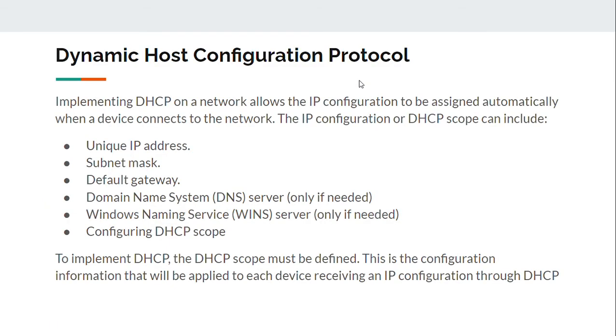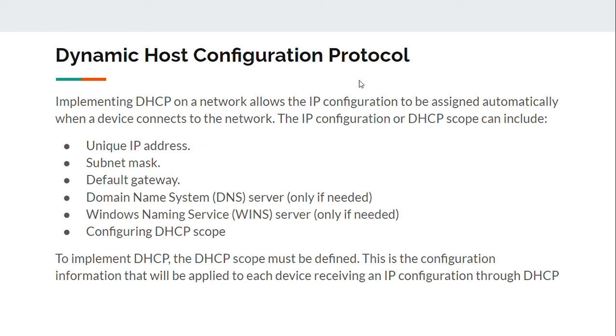Dynamic Host Configuration Protocol, or DHCP. Implementing DHCP on a network allows the IP configuration to be assigned automatically when the device connects to the network. The IP configuration, or DHCP scope, can include a unique IP address, subnet mask, default gateway, Domain Name System, Windows naming service, and more.